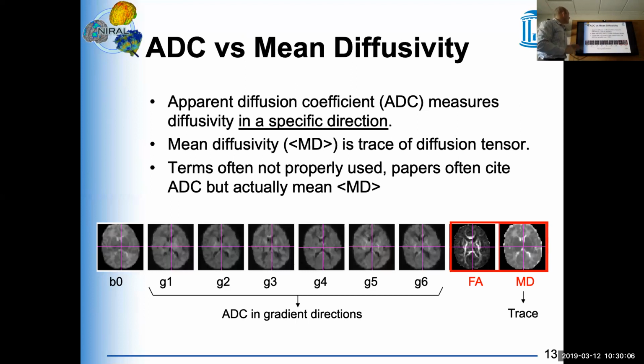And so mean diffusivity is the trace of the diffusion tensor. ADC does not relate to the tensor, so it is basically model free. It doesn't assume that we think about the diffusion in a certain way, but just says what the diffusion is along, let's say, the X gradient in the scanner. But make sure that you don't confuse these two.